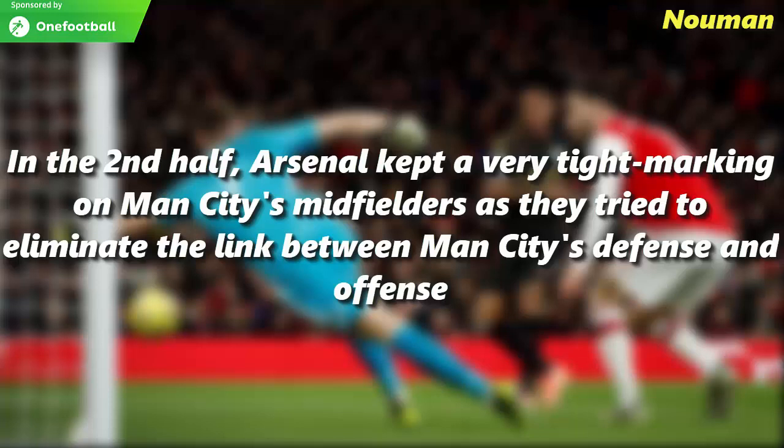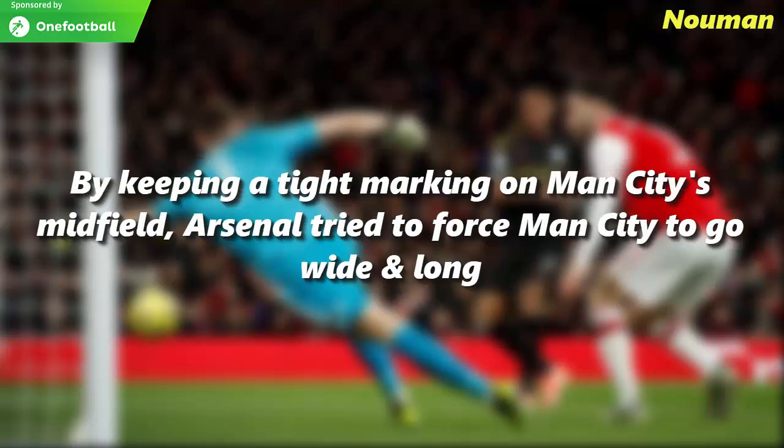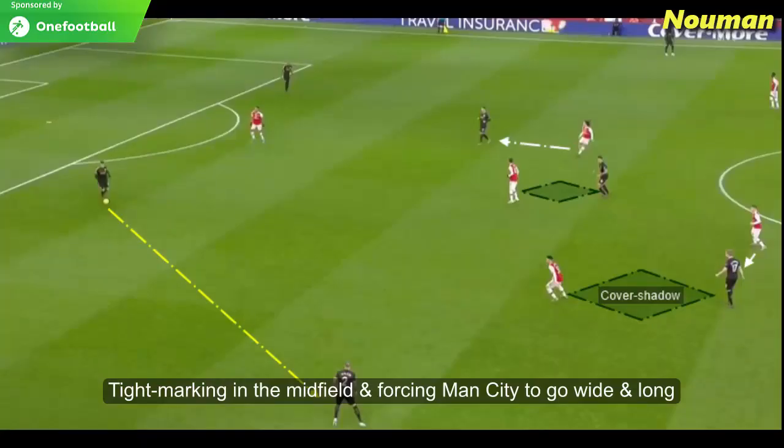In the second half, Arsenal kept a very tight marking on Man City's midfielders as they tried to eliminate the link between Man City's defense and offense. Tight marking in the midfield and forcing Man City to go wide and long.